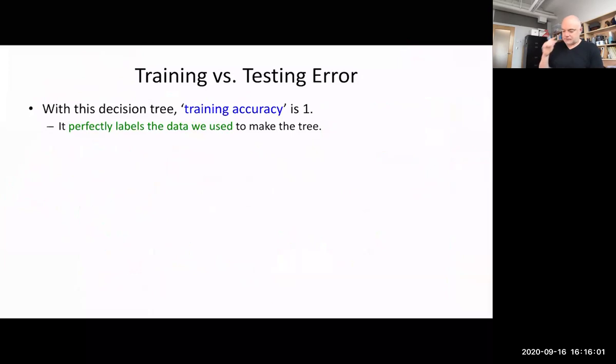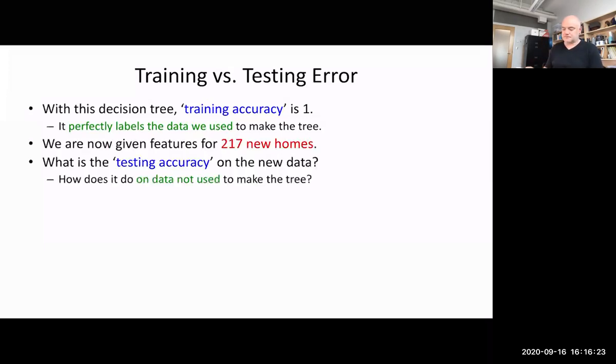So with a really deep decision tree where we've split every single subregion such that the entropy of the resulting labels in each of the leaves is 0, the training accuracy is 1. We correctly classify every single training instance. But as a thought experiment, what would happen if we then got features for 217 other houses that were not in our training data?